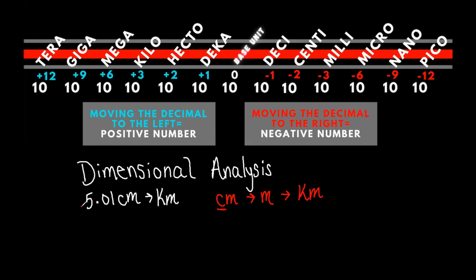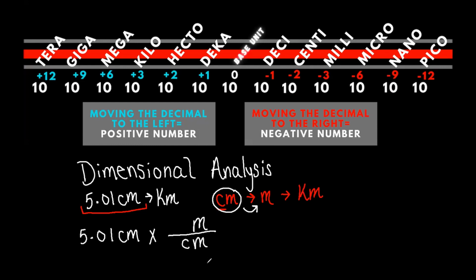First, we know that we're starting out with this, so let's just write it out. 5.01 centimeters. Then, whatever you want is going to go on the top of the fraction. All right, so again, we're in centimeters right here, and we're trying to go to meters. So that's what I want, and I'm going to write that on the top. I want to get rid of centimeters. Whatever I'm trying to get rid of, I'm going to write at the bottom of the fraction.